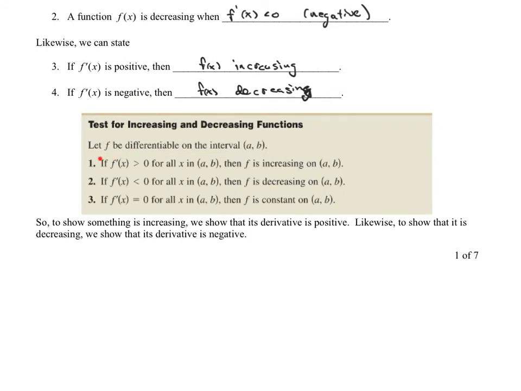So, if a function is differentiable on an interval, and its derivative is positive in that interval, then we know it's increasing in that interval. If the derivative is negative in that interval, we know it's decreasing in that interval. And if the derivative is equal to 0, we know that it's constant. The rest of this section will be looking at how do we determine when a derivative is positive, how do we determine when it's negative, and how do we determine when the derivative is 0, because that'll answer the big question of when is my function increasing, when is it decreasing, and when is it constant.